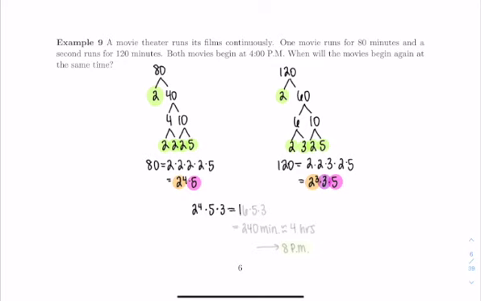2 to the 4th is 16 times 5 times 3, which gives me 240. This is the minutes. And so that's about 4 hours. So if my movies started at 4 p.m., in the next 4 hours at 8 p.m. is when they're going to start at the exact same time again.